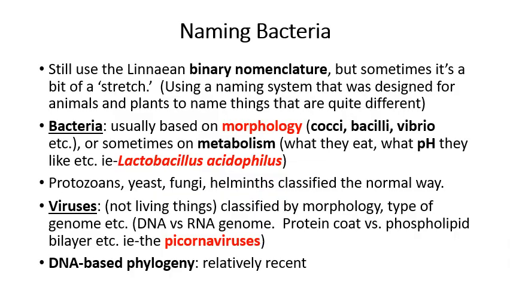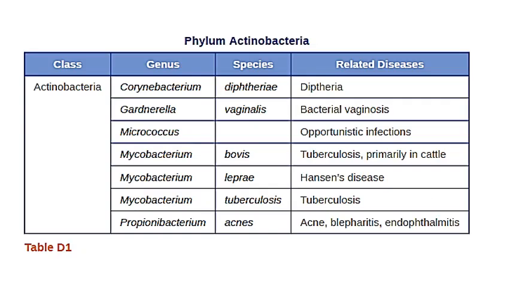At any time you like, just take a look at Appendix D, and you'll see a lot of these bacteria listed according to their class, genus, and species. I want to draw your attention to the column on the far right-hand side of the table, which tells you various diseases that these organisms cause. Mycobacterium tuberculosis, for instance, causes tuberculosis.